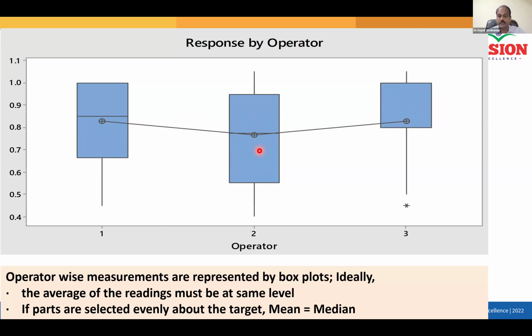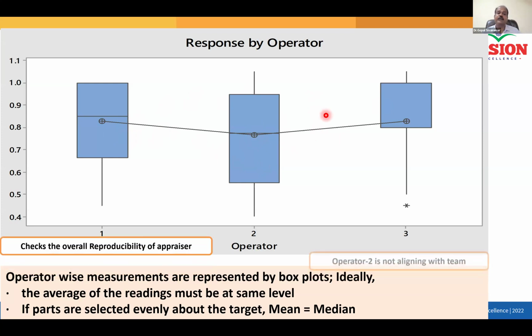But see, there are two possibilities. Either 2 is differing from 1 and 3, or maybe 2 is correct and 1 and 3 are differing from 2. Both possibilities are there. But here we actually don't check the correctness. We check the consistency only. We check the precision only. So any of the actions will do. Maybe operator 2 can be advised to measure properly so that his average also comes in line with the others. If you make that happen, the reproducibility error will fall down.